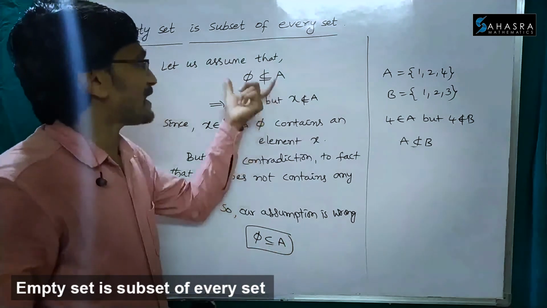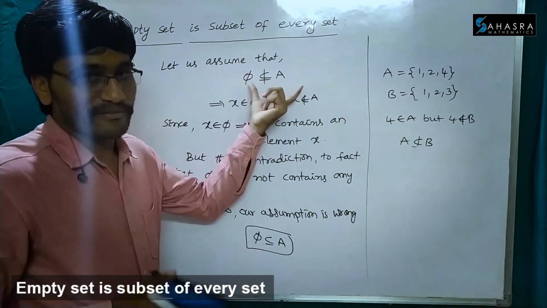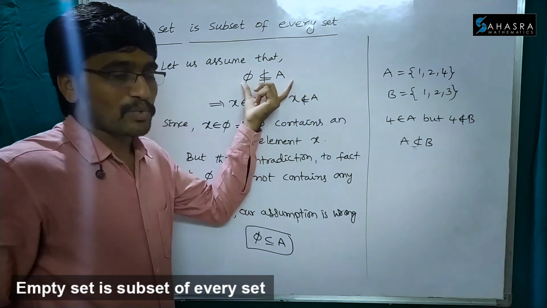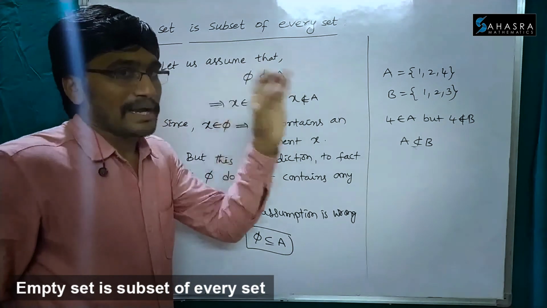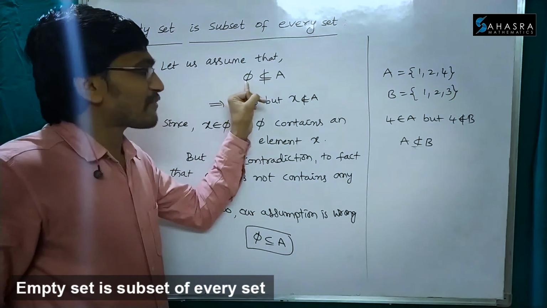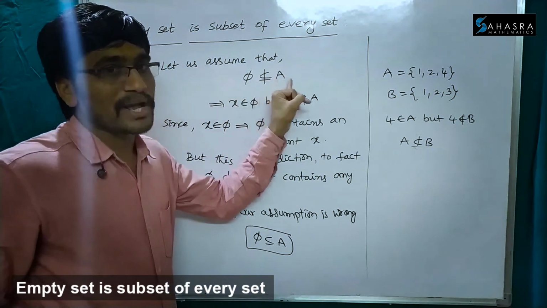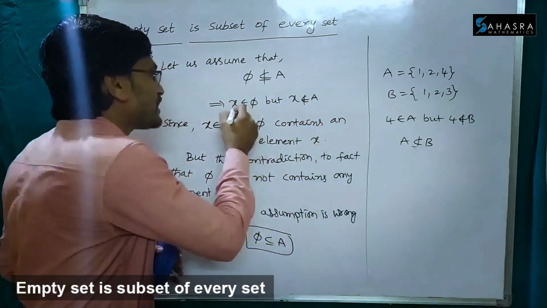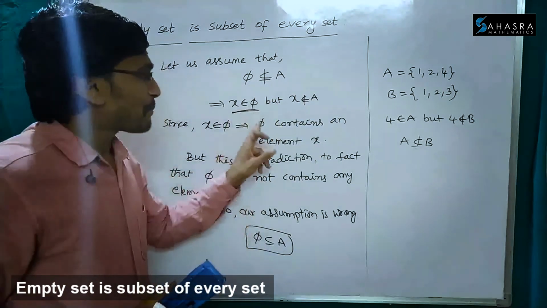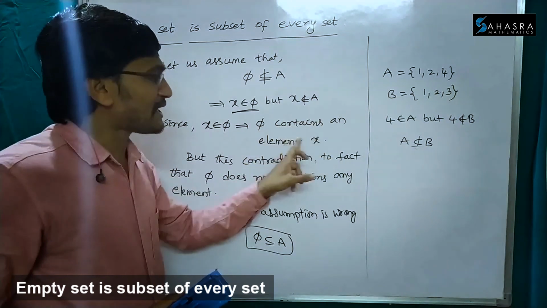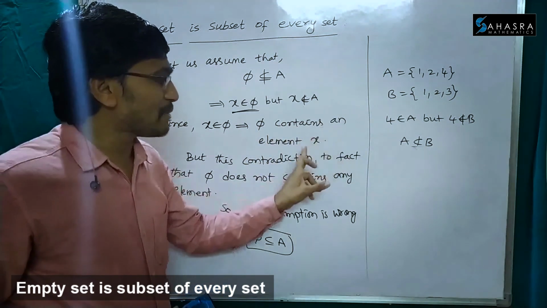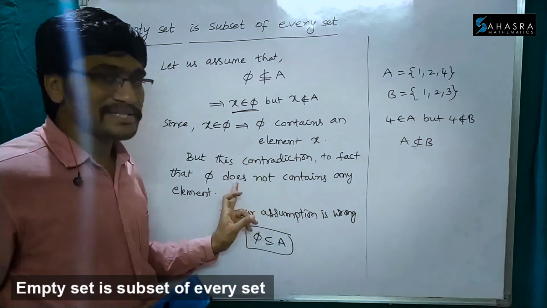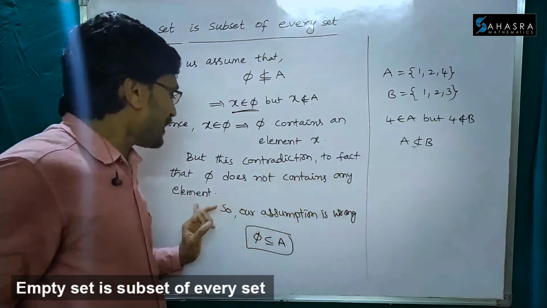So, again I am repeating. Let us assume that phi is not a subset of A. We can prove this by the contradiction method. Phi is not a subset of A means that x is an element belonging to the first set and that same element does not belong to the second set. x belongs to phi, but x does not belong to A. x belongs to phi means phi is a set containing an element x. But this is a contradiction to the fact that phi is an empty set which does not contain any element.